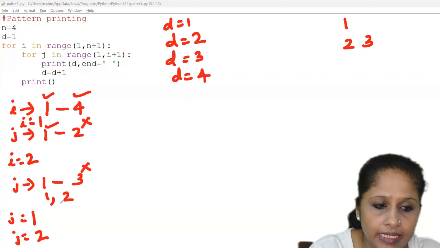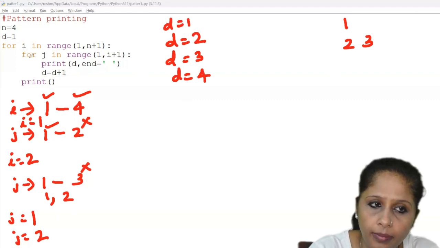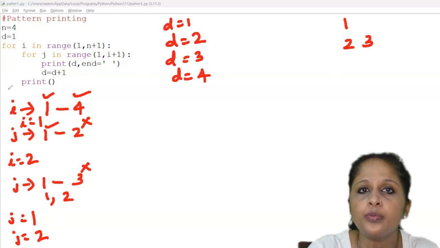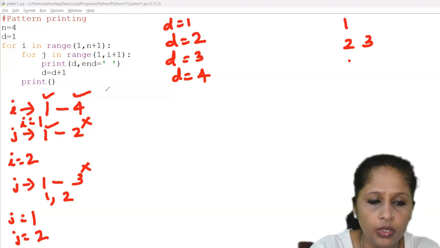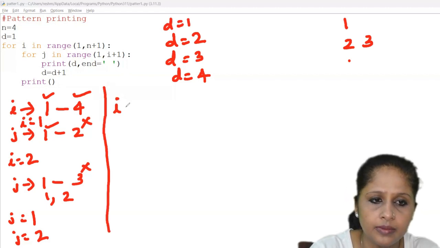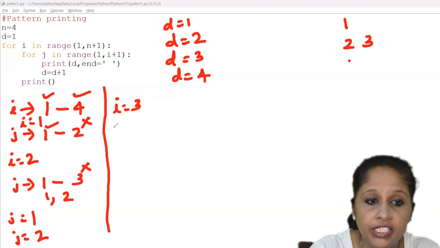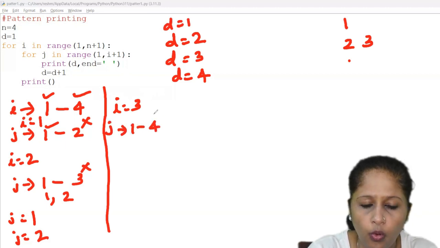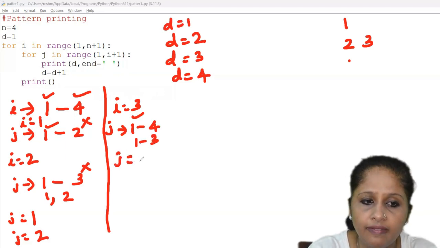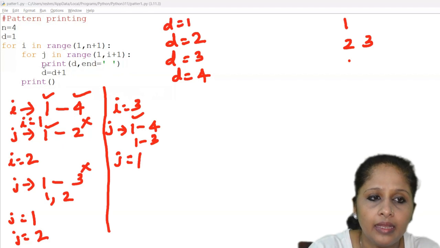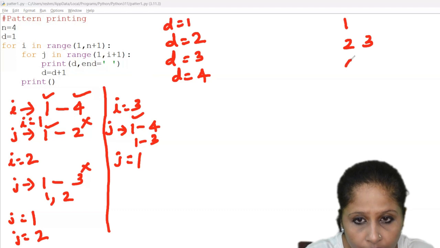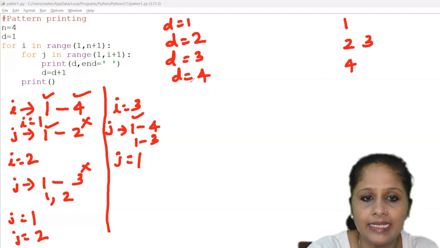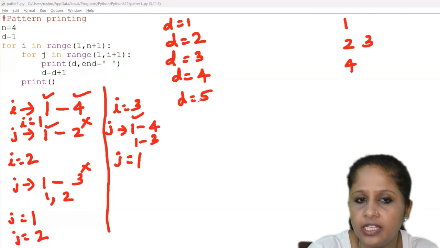Okay. Then J is 3. It is not in this range. So coming out of this inner loop, this print statement will be executed. Then going back, I is incrementing. So now the value of I is 3. Then coming inside, J is in the range of 1 to 4. 1 is included, so it will be executed from 1 to 3. So the initial value of J is 1. Then print D. What is the value of D? The last value of D is 4. So that 4 will be printed. Then D is incrementing by 1. That means D is equal to 5.